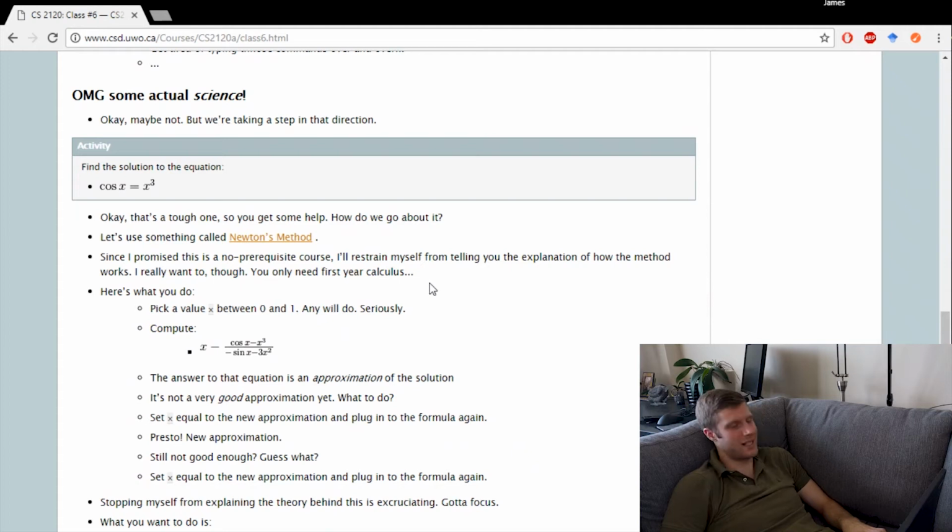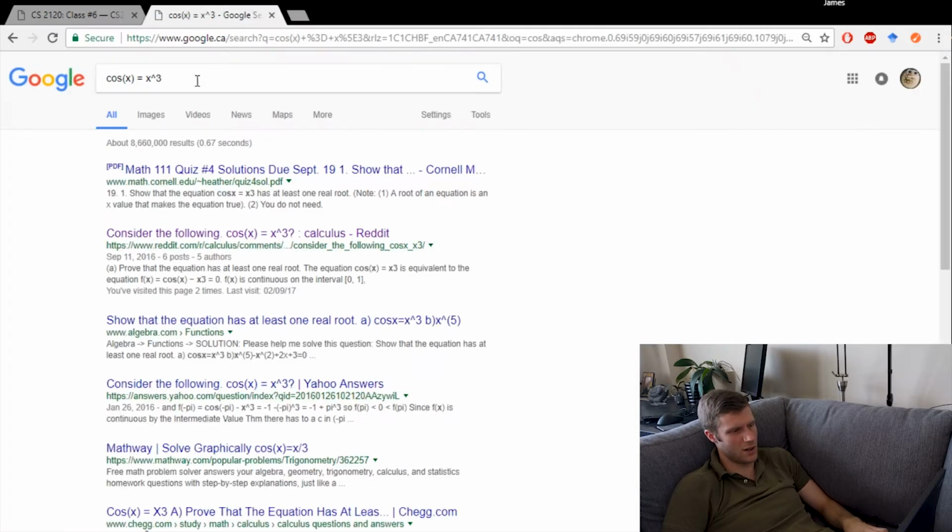All right, activity time. Find a solution to the equation cos x equals x cubed. Okay, I guess we just have to find where these equations are equivalent. Okay, I have no idea what's going on here, so let's read it.